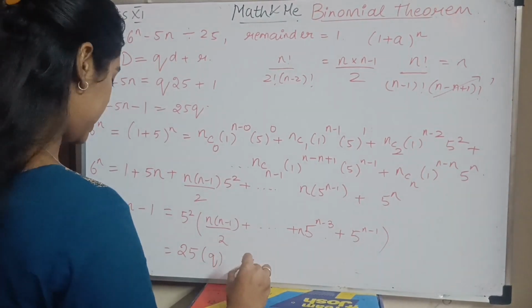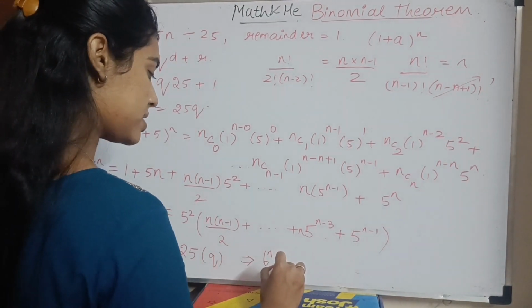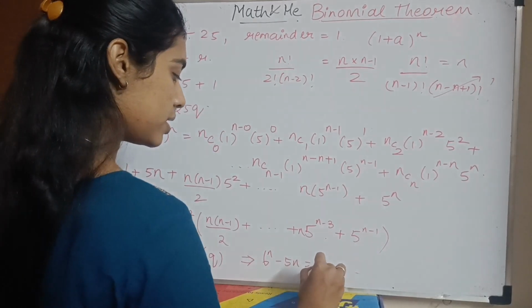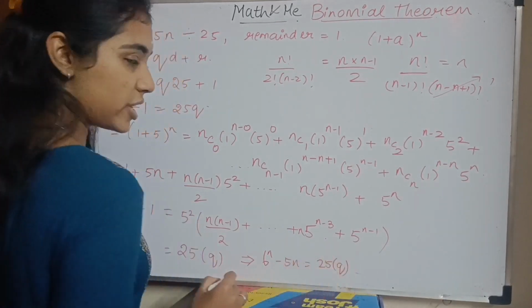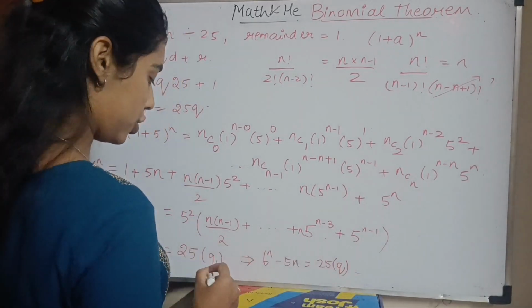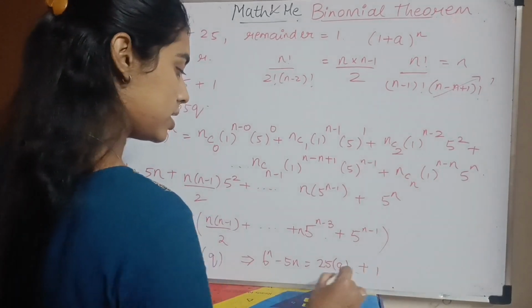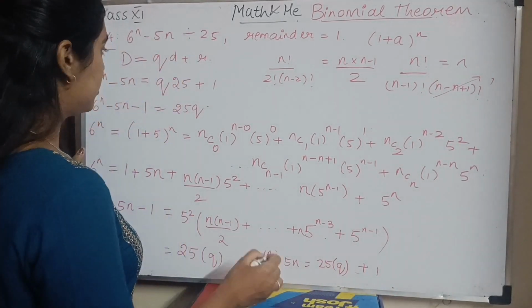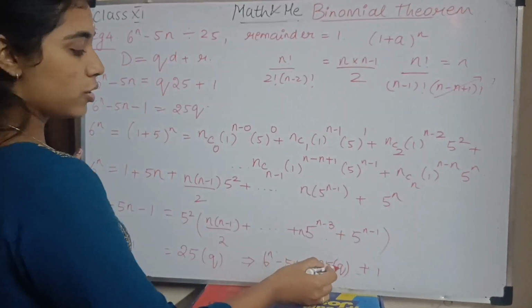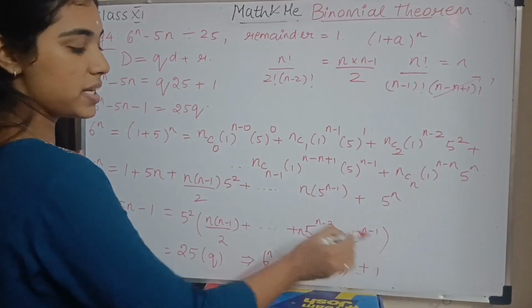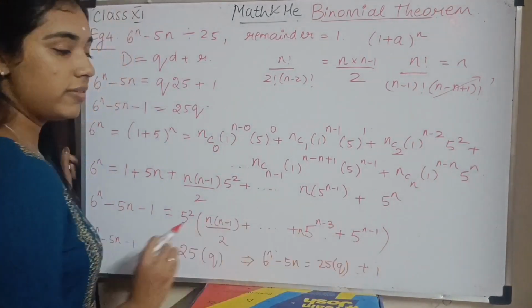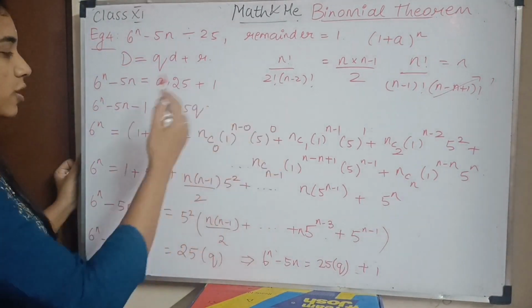So what do I have ultimately? 6 to the n minus 5n equals 25 into some series, which I don't care about. I represent it with q, plus 1. So basically dividend equals quotient into divisor plus remainder. So it is leaving a remainder of 1. Okay. So this is how you solve it.